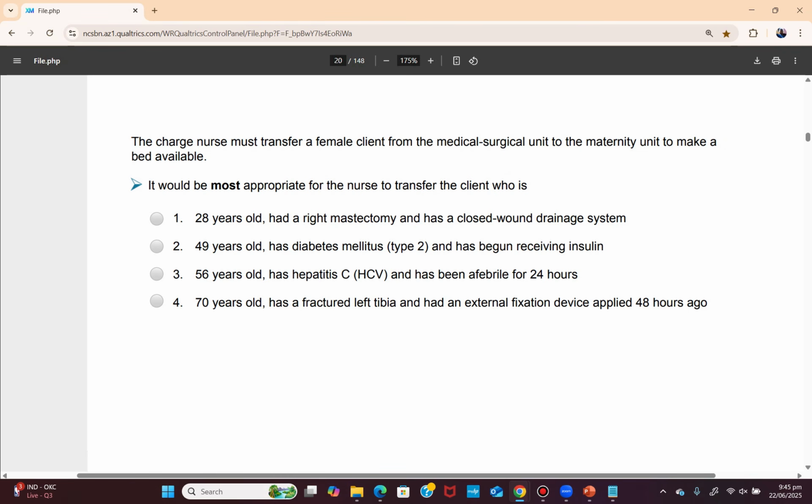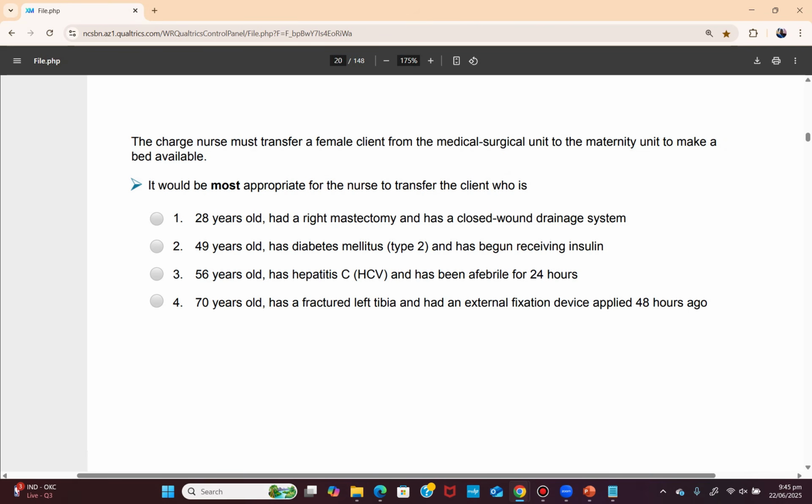Now, one of the contents is transfer. You will see a particular section under management of care that talks about admit, transfer, discharge. So NCLEX is testing you related to transfer. NCLEX wants to test your ability to transfer appropriately. Now, there are various reasons why we transfer clients, but let me tell you two. We transfer clients sometimes to give them advanced care, and we transfer clients to make a bed available.